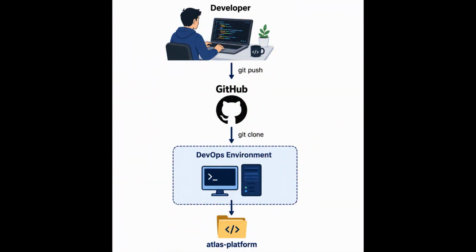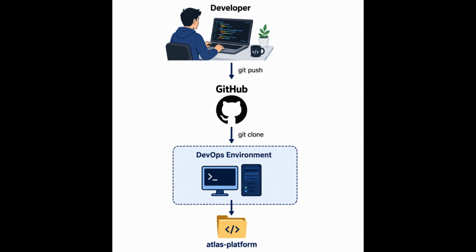All right, now imagine you are working in a real software company. A developer has just finished working on a new feature. They've tested their code. Everything looks good. And now it's time to hand it over. But how does that code get from the developer's computer into the DevOps environment? The developer pushes the source code to GitHub, the central repository where the team's code is stored and managed.